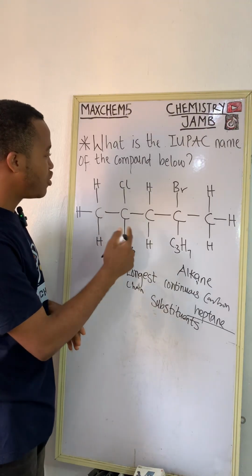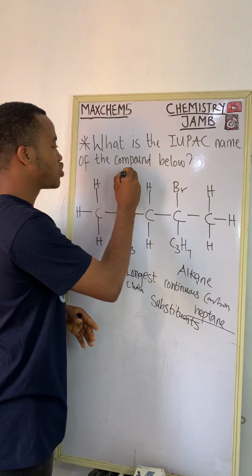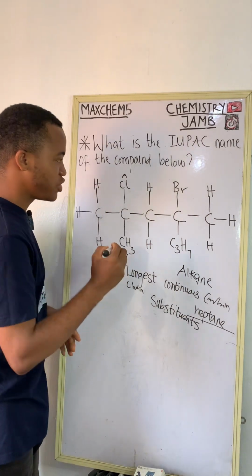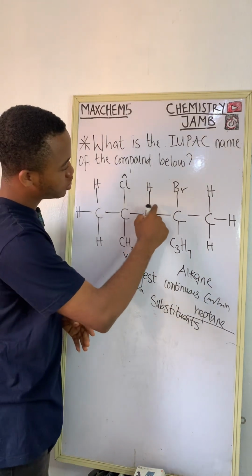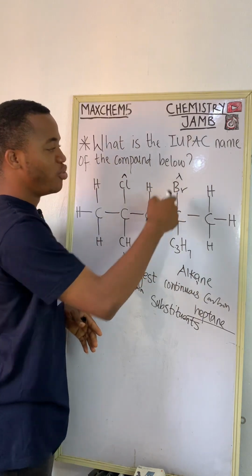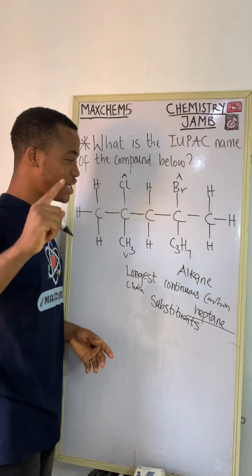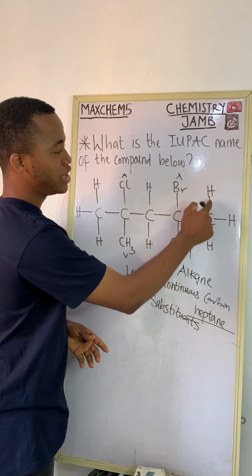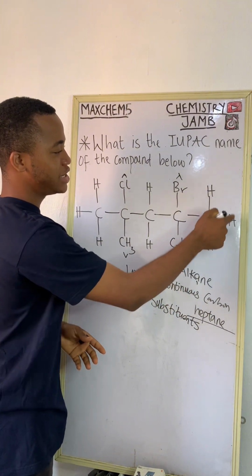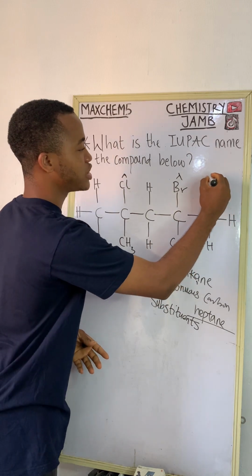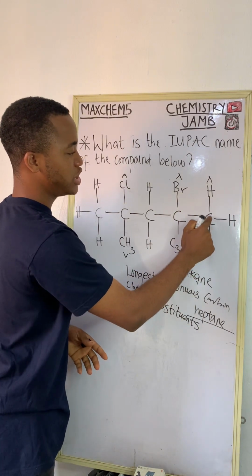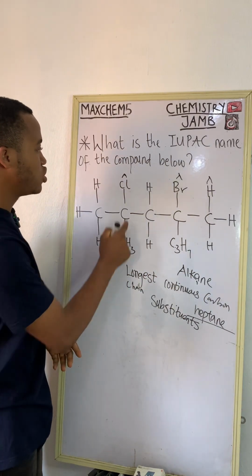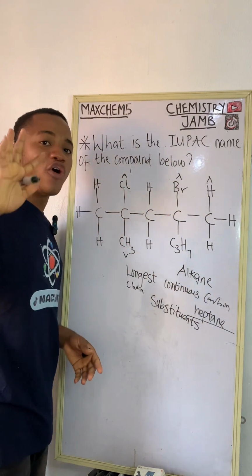Substituents. Let's look for things that are not hydrogen. This is a substituent, chlorine, because it is not hydrogen. CH3 also is a substituent because it is not hydrogen. Let us continue. This is a substituent as well. Bromine is a substituent because it is not hydrogen. And I think this is our longest continuous carbon chain. See this also, this is CH3. There are 3 H there, so this is also a substituent. This CH3 is also a substituent. So in short, how many substituents do we have? 1, 2, 3, 4. We have 4 substituents.